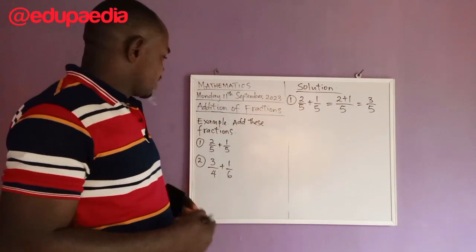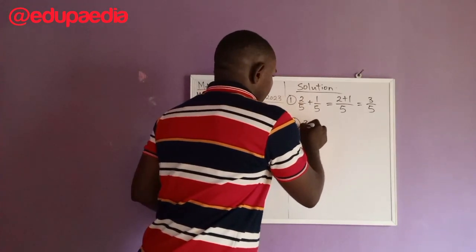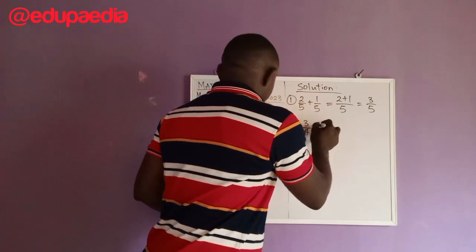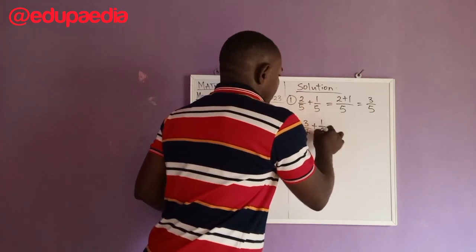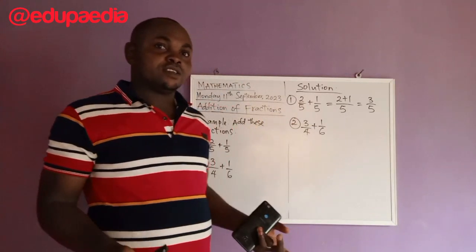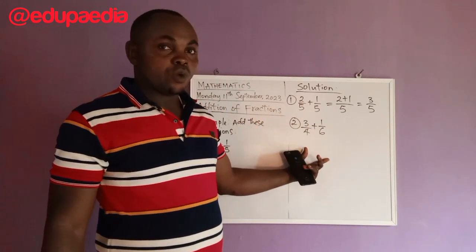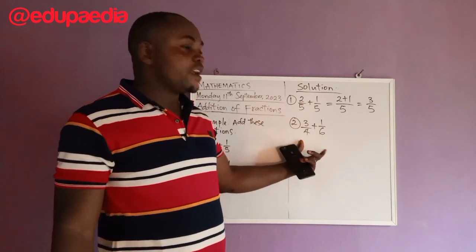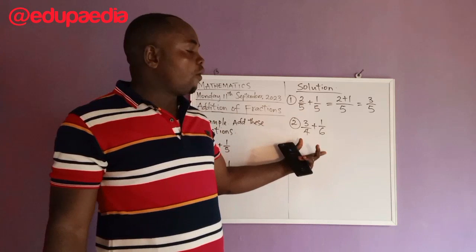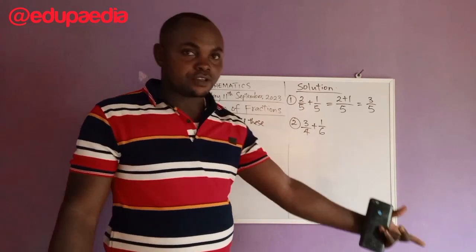Now look at the second example. We have 3 over 4 plus 1 over 6. You can see here that the two fractions have different denominators. So what do we do? Like I said before, we're going to find the LCM of 4 and 6 and use it to add these fractions. Look at this.